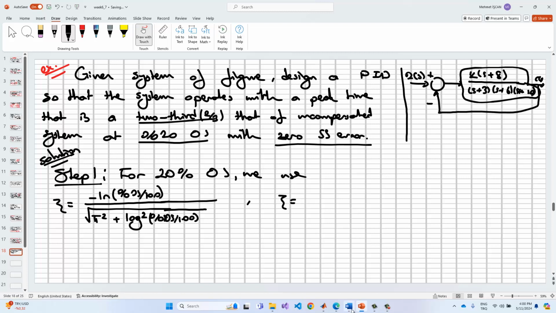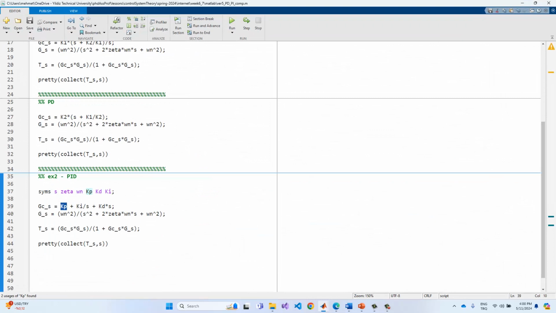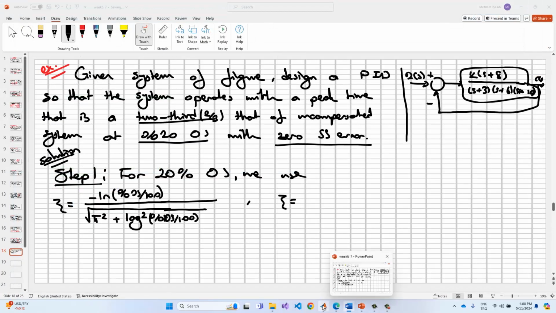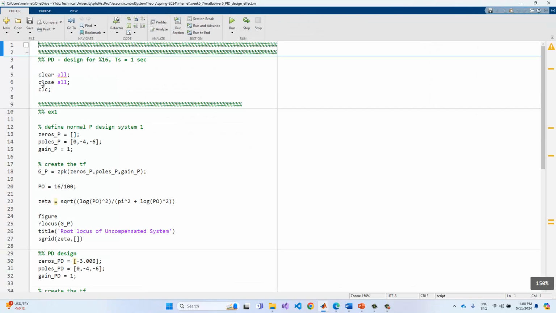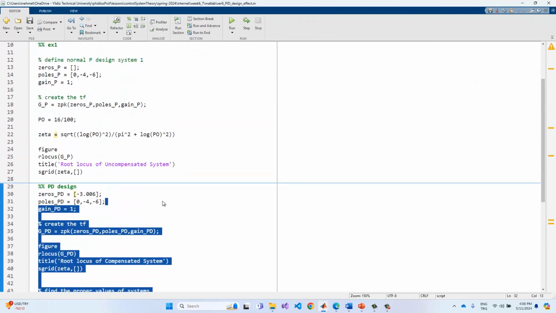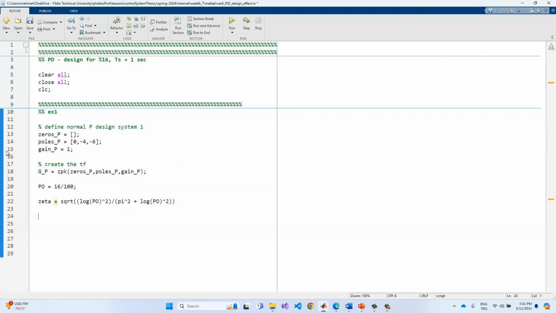So we return to the MATLAB code in here, and this is the version 6 code, PID design effect. Okay, so we deleted the whole terms in here just like this one. First of all, the unity feedback system should be given in here, the PID design.